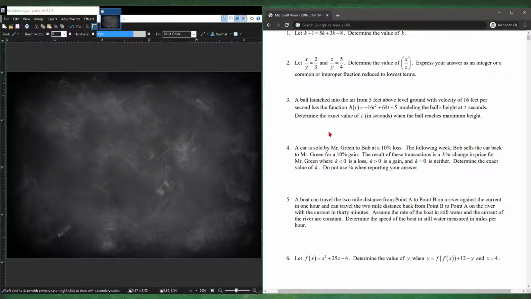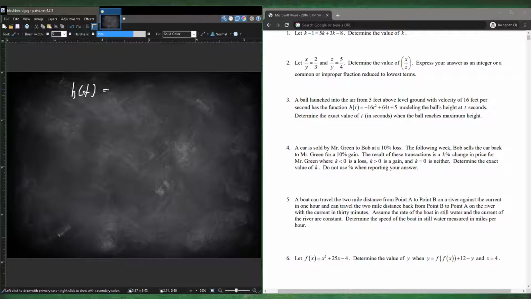Number 3. A ball is launched into the air 5 feet above the ground with a velocity of 16 feet per second as the function h of t, okay, h of t is equal to negative 16t squared plus 64t plus 5 at t seconds. Determine the exact value of t when it reaches the maximum height.